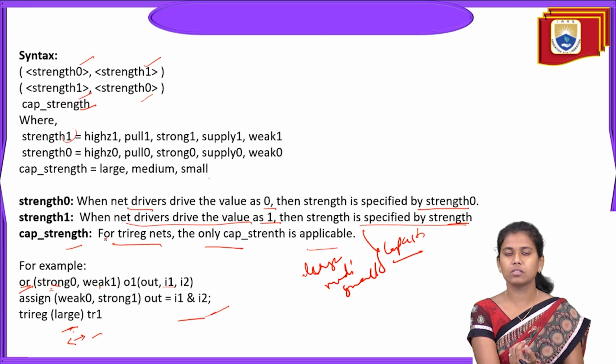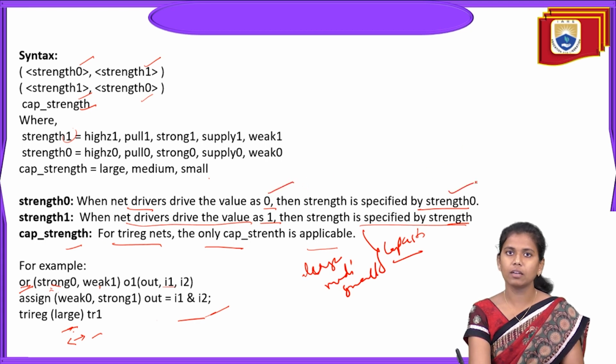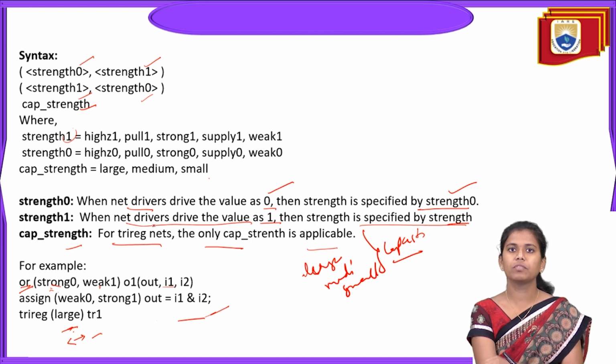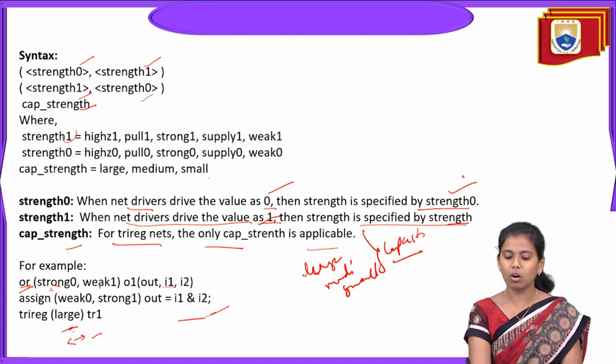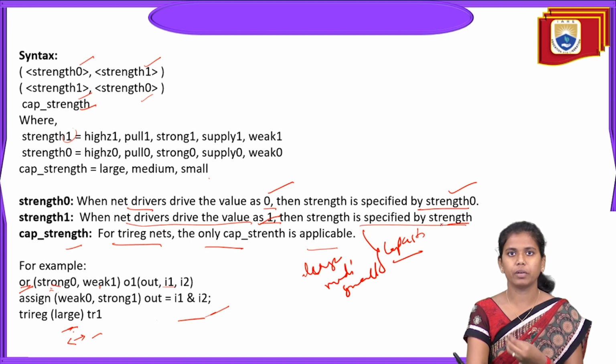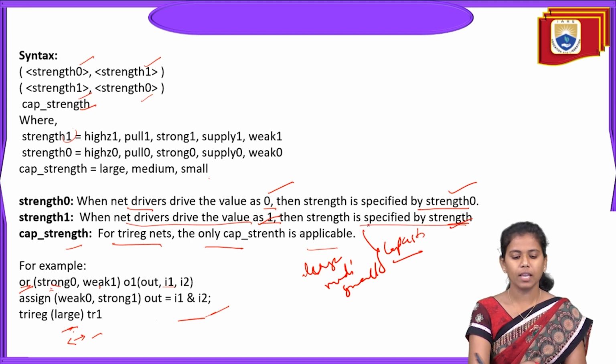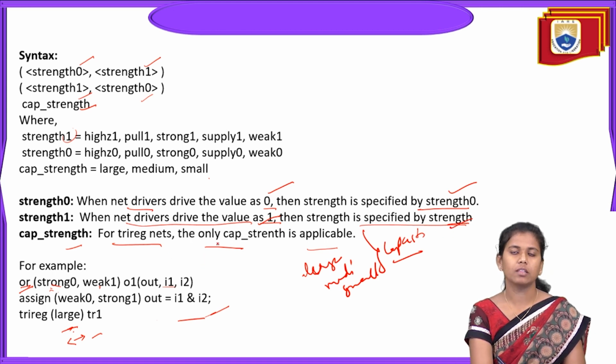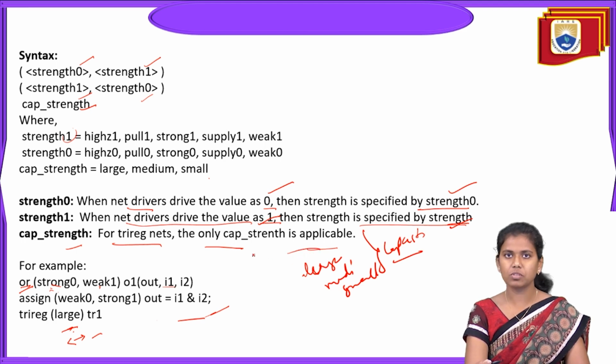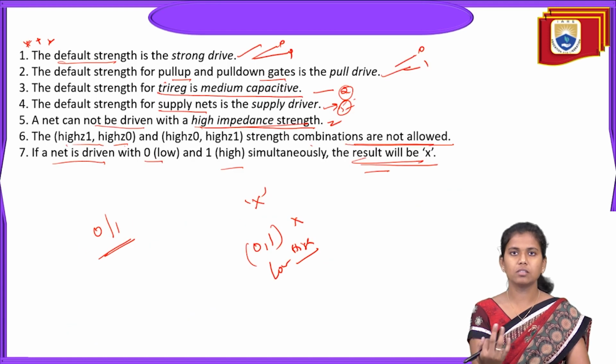If the net driver is driving its value with 0, then we call the strength of that particular signal strength 0. And if the net driver is driving with value 1, then we call the strength of that particular signal strength 1. And then capacitive strength for Trireg nets is considered applicable, and under the capacitive strength we have only 3 sorts of strengths: medium, large, and small. And these are the important points to remember.